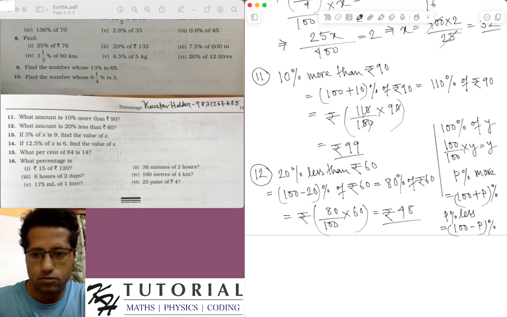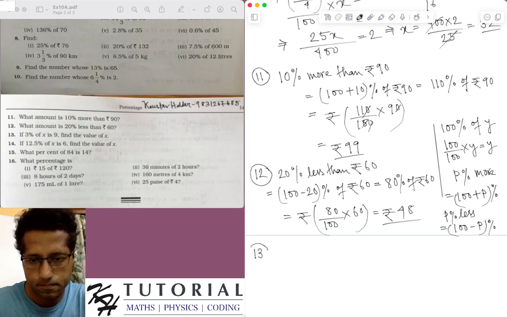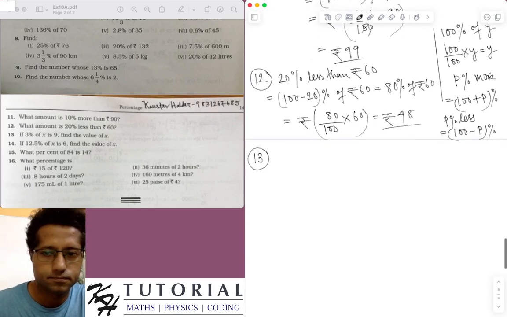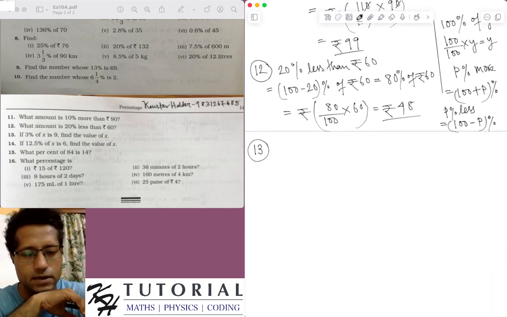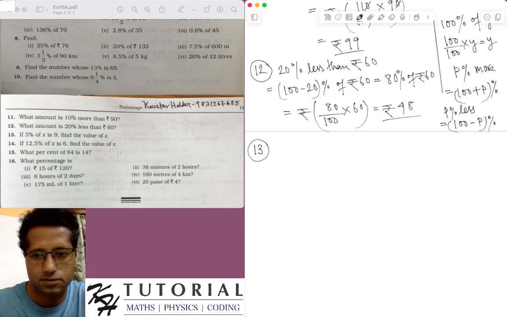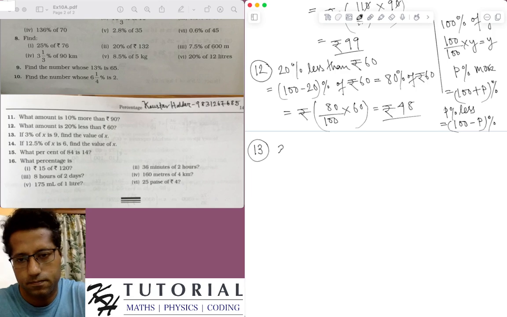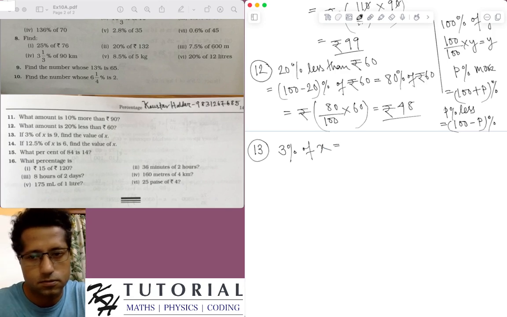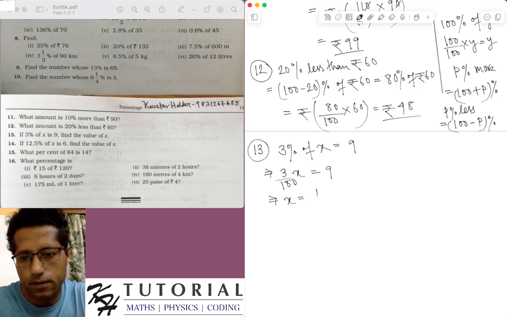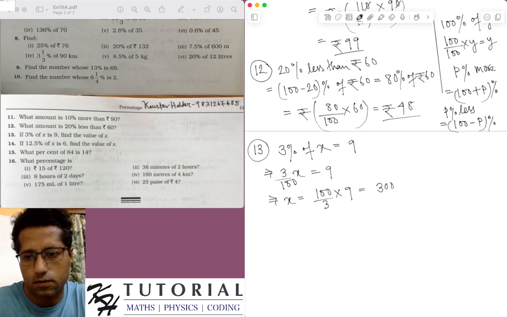Okay, so let's do problem number 13. If 3% of x is 9, find the value of x. So it is given that 3% of x equals 9. Now the left hand side is nothing but 3 by 100 into x, which is 9. This implies x is 100 by 3 into 9. This is 300.